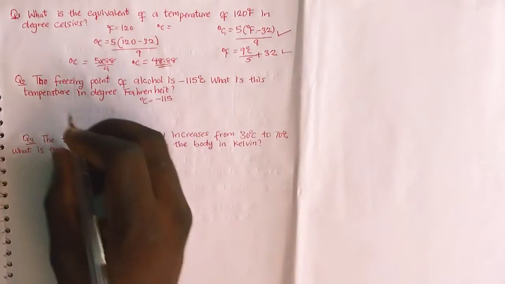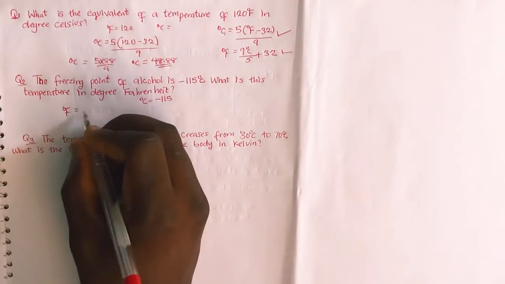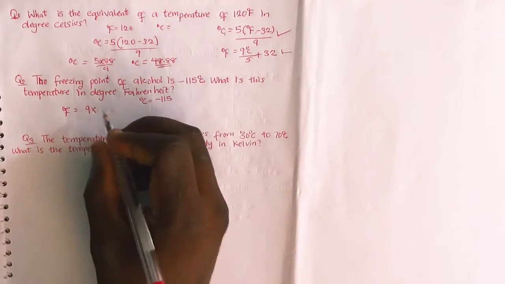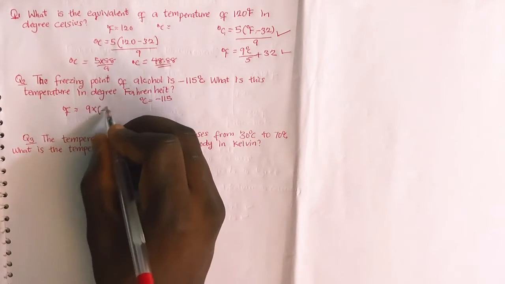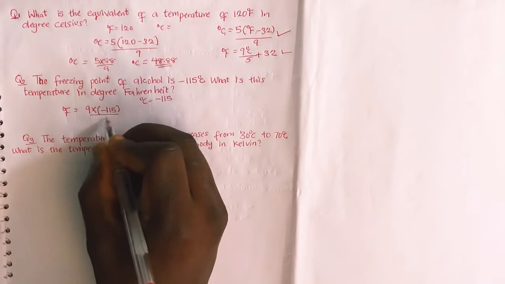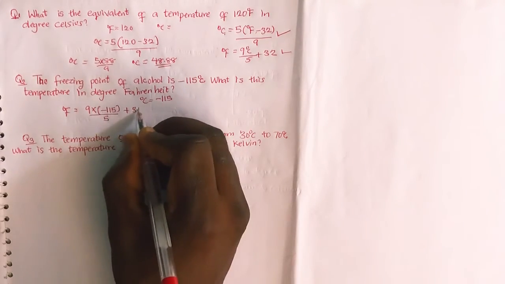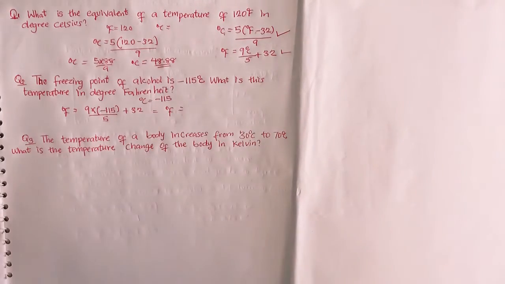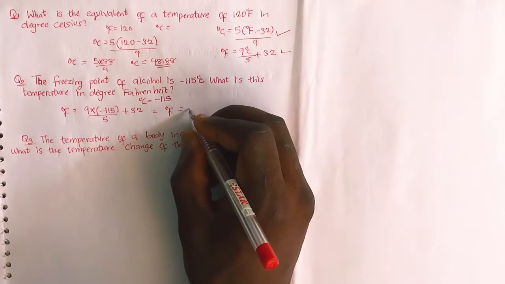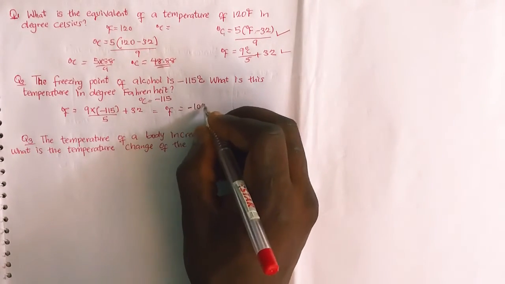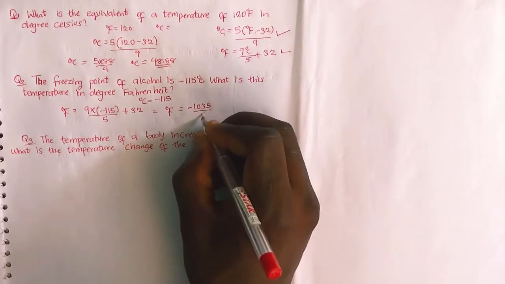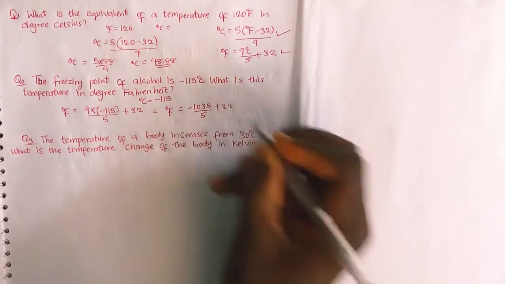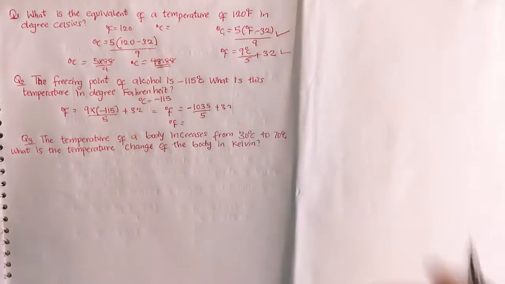Show that our degree Fahrenheit equals 9 multiplied by, let's put inside brackets, minus 115 divided by 5, plus 32. So you can go for it like this. Degree Fahrenheit equals 9 multiplied by minus 115. That should give us minus 1035. That's minus 1035 divided by 5 plus 32. So our degree Fahrenheit in this case, let me spread everything on the calculator.